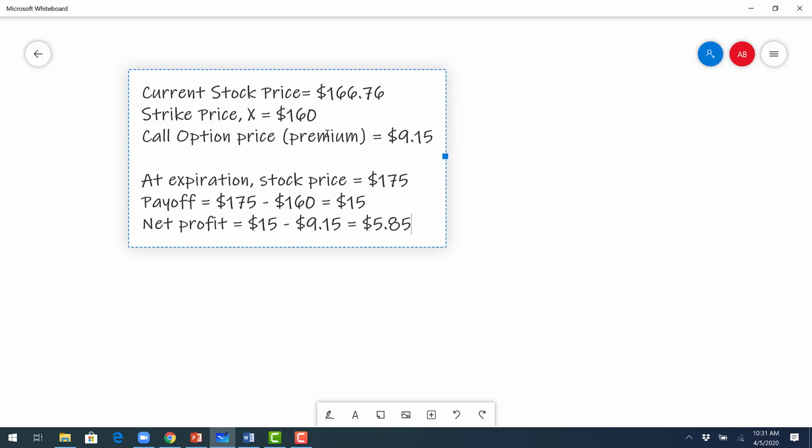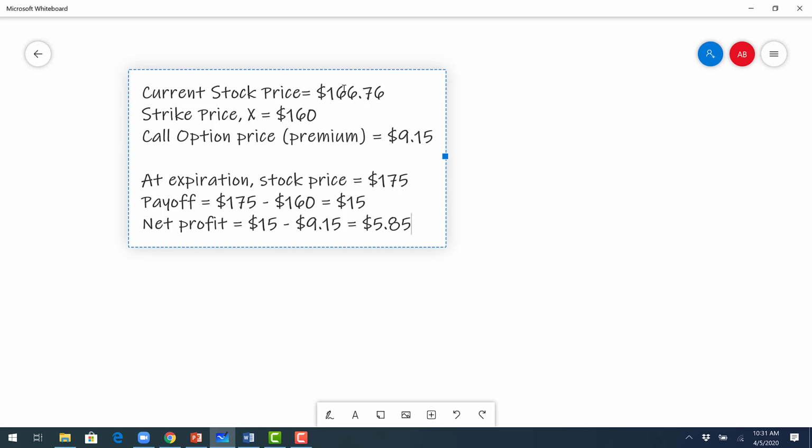Now, if you look at this profit in percentage terms, you invested how much to purchase this option? You invested $9.15. And how much was your profit? Your net gain, $5.85. So that's a huge gain for this position, right? On your $9.15 investment, you end up making $5.85. That's almost like something like 60% profit in a relatively short period of time.